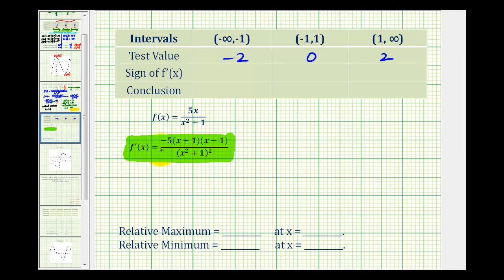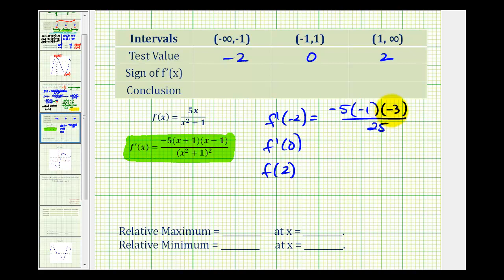And notice how I did decide to use the factored form of the first derivative, but we could have left the numerator in expanded form if we wanted to. So now let's find f prime of negative 2, f prime of 0, and f prime of 2. So when x is negative 2, we're going to have negative 5 times, this will be negative 2 plus 1, that's negative 1. This is going to be negative 2 minus 3, that's negative 3. Our denominator is going to be negative 2 squared, that's 4, plus 1, that'd be 5 squared, or 25.